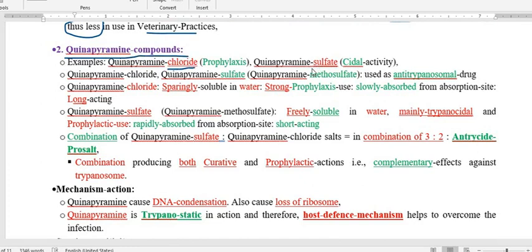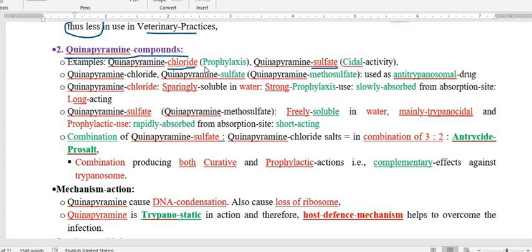Next group is the quinapyramine compounds. What is important about the quinapyramine compounds is that there are two salts available, quinapyramine chloride and quinapyramine sulfate. Chloride is less soluble in water, that is, sparingly soluble in water, whereas the sulfate shows good solubility in water. And because of this property, their activity is different.